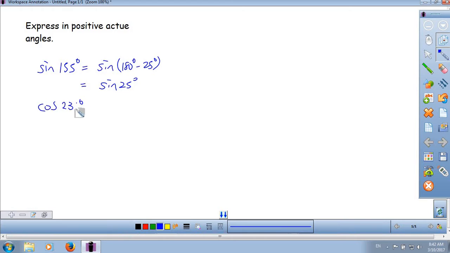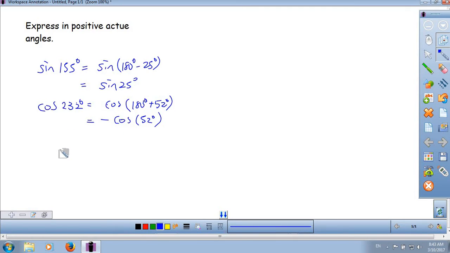232 degrees. Well, its reference angle is 232 degrees minus 180. Okay, well, it's actually not equal to that. Actually, I should say this is equal to cosine of 180 degrees plus 52 degrees. Okay, so the reference angle is 52, but because it's in the third quadrant, it's negative cosine of 52 degrees.